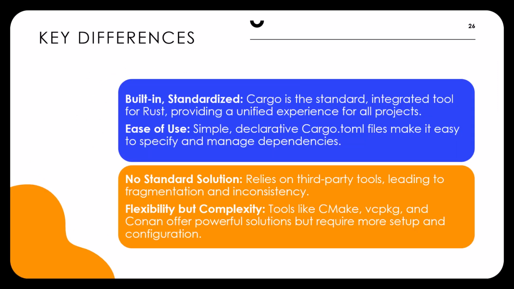So, in dependency management, Rust's Cargo makes it easy and consistent, while C++ gives developers more choice with added complexity. Cargo is convenient and unified, while C++ is flexible but less integrated.